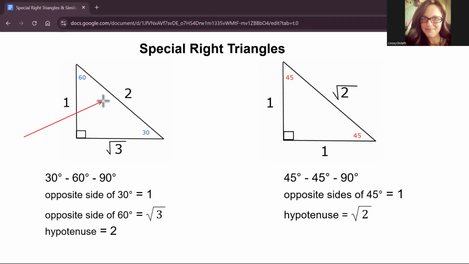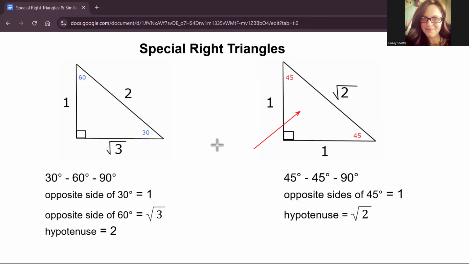Let's take a look at the 30, 60, 90 special right triangle. The opposite side of 30 is 1. The opposite side of 60 degrees is the square root of 3. And the hypotenuse, the opposite side of the right angle, is 2.